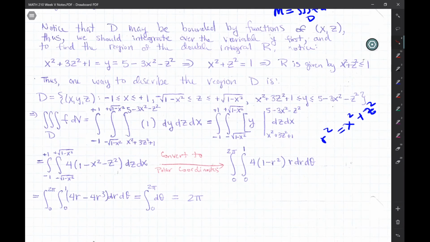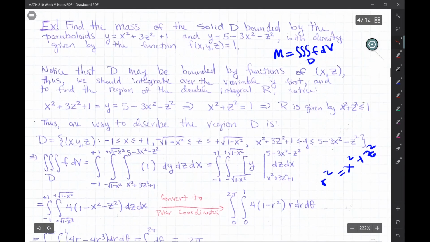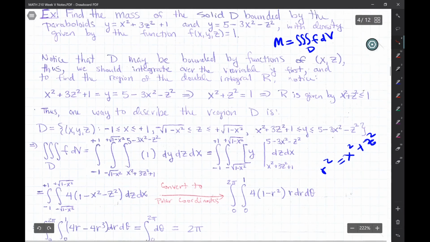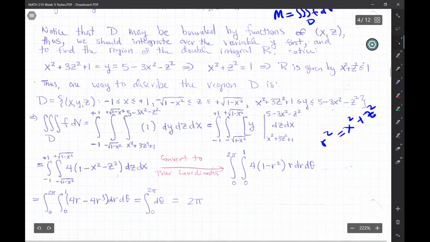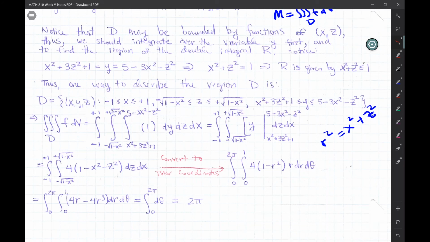Okay, so as a recap, we've noticed that our region of integration D, in 3D, is bounded by functions of x and z, so we decided to integrate over y first. And then when we were done with the first integral, we're left with a double integral that was over a circular region. And so we converted to polar coordinates and found our final answer there.